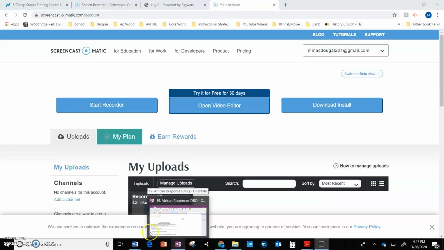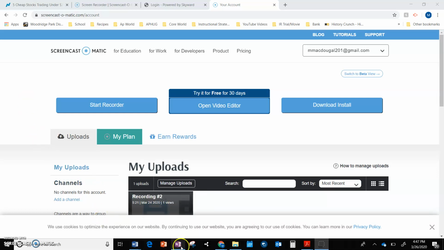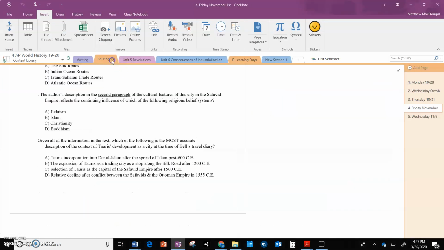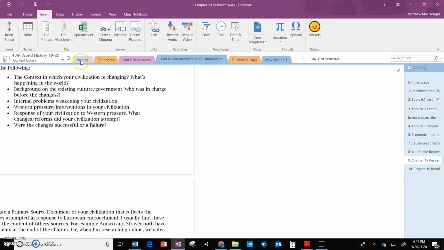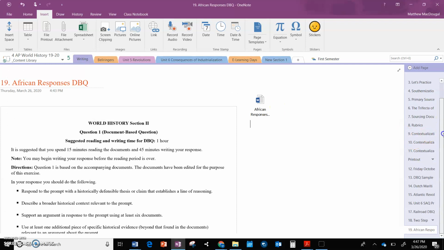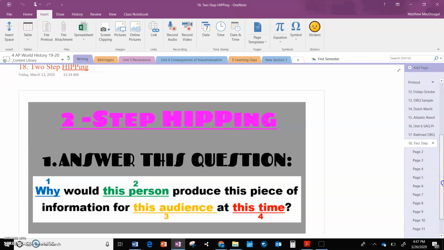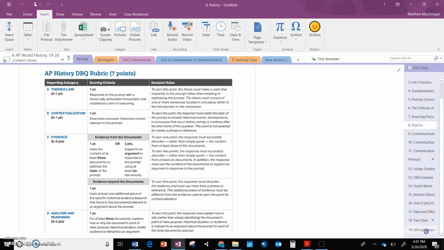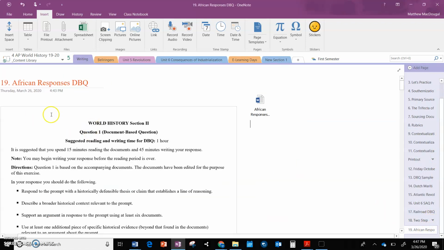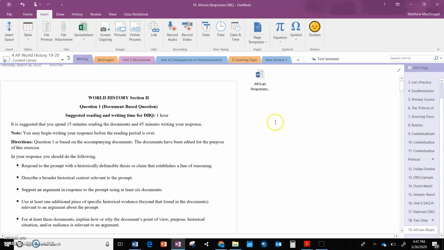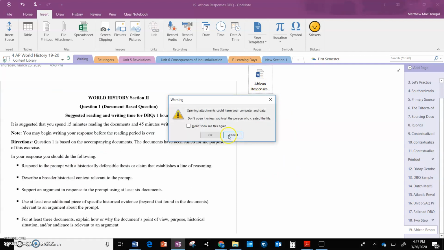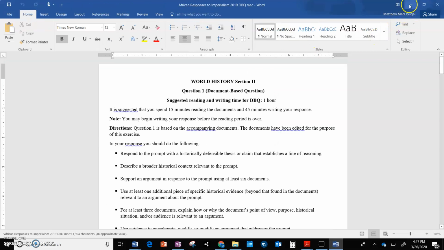If not, you can go into OneNote, and if you go into the Writing tab, all the way down at the bottom, if page 18 is still all the way separated like this into multiple pages, just make sure you go all the way down to the bottom where it says page 19 African responses. Now you could either just work right off of here, or you can click on the Word link and it'll open up in Microsoft Word.